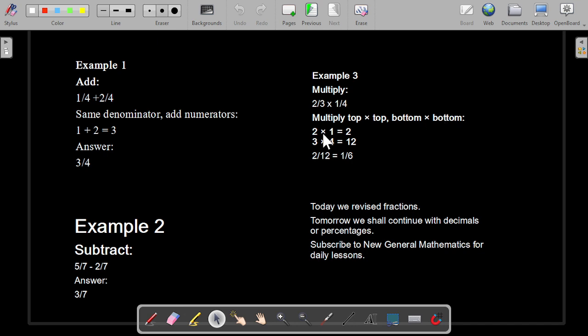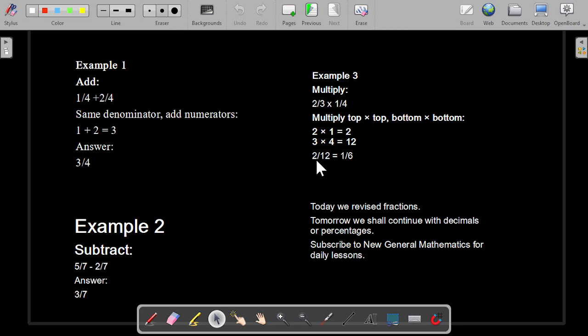Here now, you have the numerator as 2 times 1, because we're talking about multiplication now. 2 times 1 will give you 2. Then you have 3 times 4, which is the denominator. 3 times 4 will give you 12, right? What we have now is 2 upon 12.